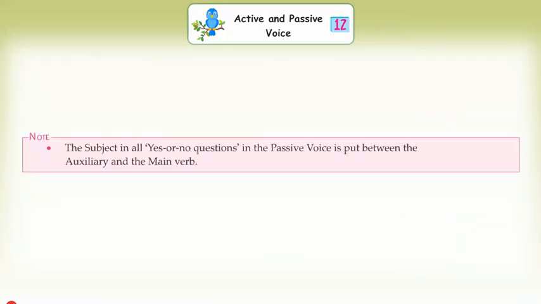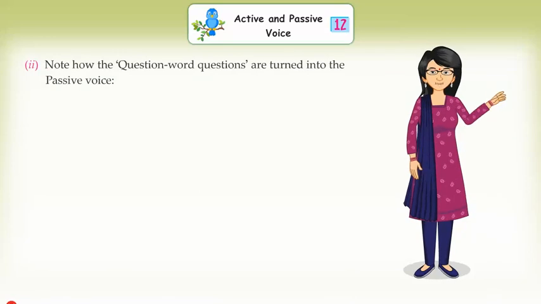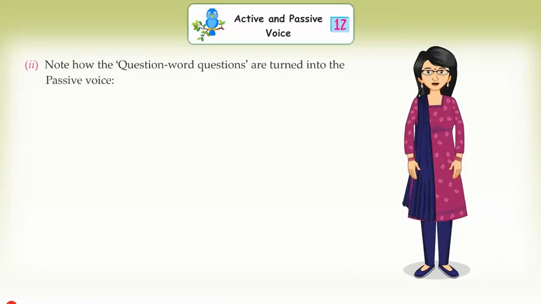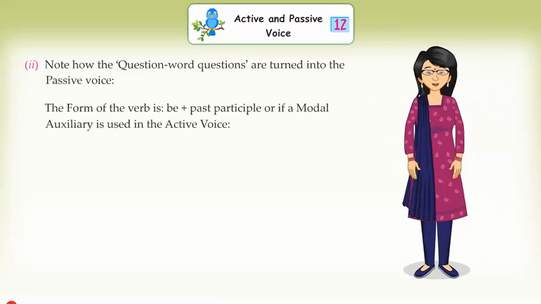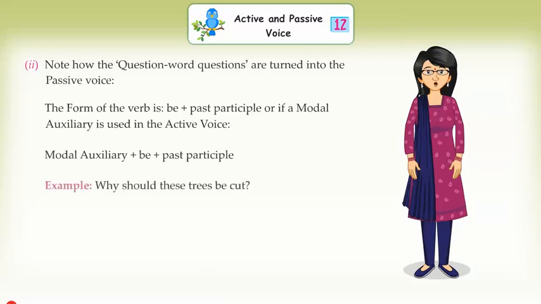Note: The subject in all yes or no questions in the passive voice is put between the auxiliary and the main verb. 2. Note how the question word questions are turned into the passive voice. The form of the verb is be plus past participle, or if a modal auxiliary is used in the active voice, modal auxiliary plus be plus past participle. Example, why should these trees be cut?